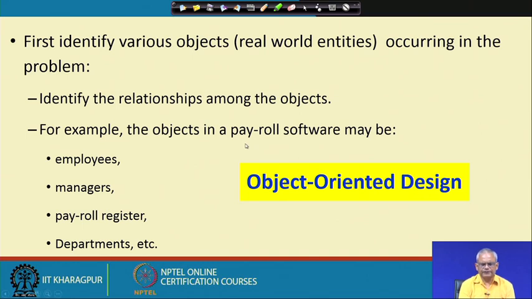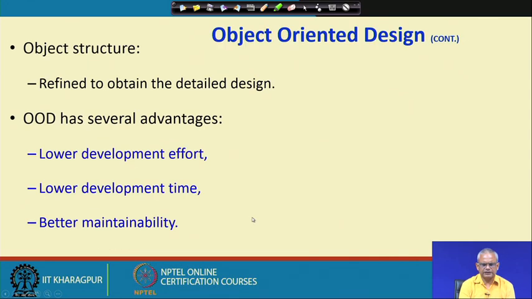For example, the objects in a payroll software may be the employees, managers, payroll register, departments, etc. And the object structure is refined into a detailed design. After a few lectures, we will see how exactly the objects are identified, how these are refined into the detailed design. But then the object oriented design technique has become very popular. It offers several advantages: lower development effort, lower development time, and better maintainability.